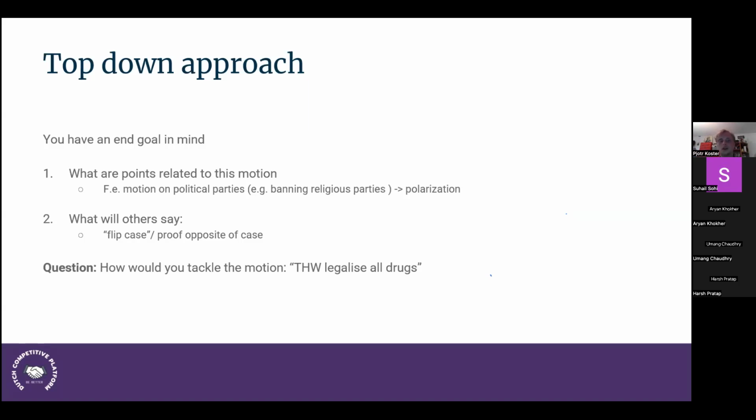Has something happened to that before? Top down, in the end, is I already have an idea of what I want to prove. Now I just need to link it to the motion. Or I already know a couple of things that tend to be linked to these kinds of motions. So I want to talk about this.